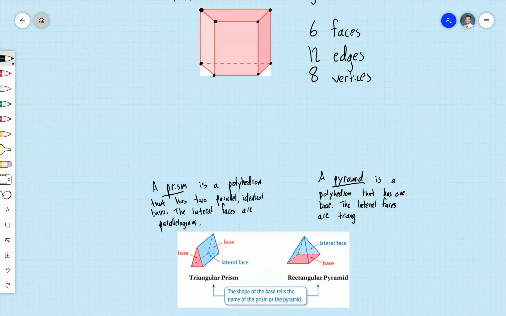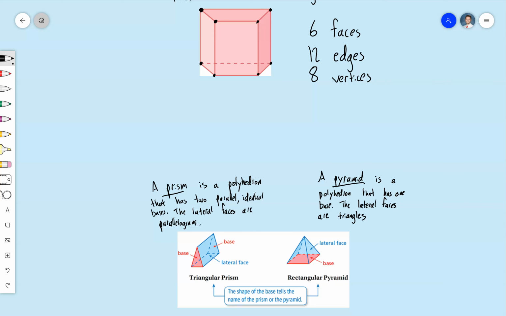All right, now a couple more terms for us. So we've got a prism, which is a type of polyhedron that has 2 parallel identical bases, and the lateral faces are parallelograms. And a pyramid, which is a polyhedron that has 1 base. The lateral faces are triangles.